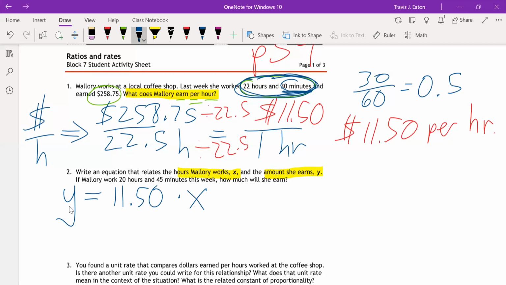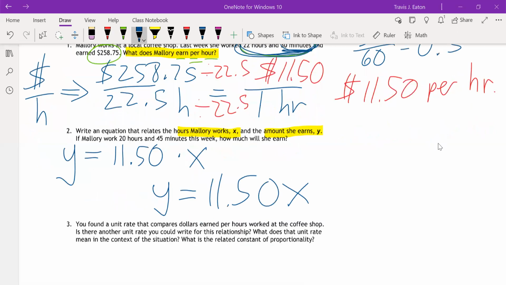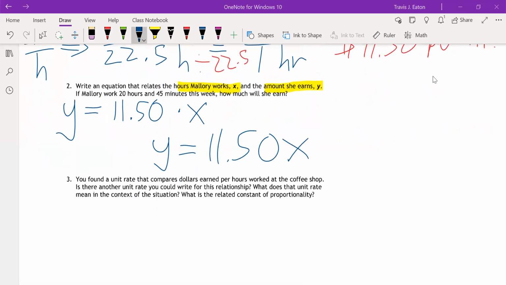So we don't need that multiplication dot. So we can just say, the money she earns is going to be equal to 11.50x. That's our equation. Now we know that this will work because if she works no hours, like 0 hours, she'll make $0, right? And if we're continuing on with the rest of the question, it asks us, if she worked 20 hours, 45 minutes, how much will she earn?